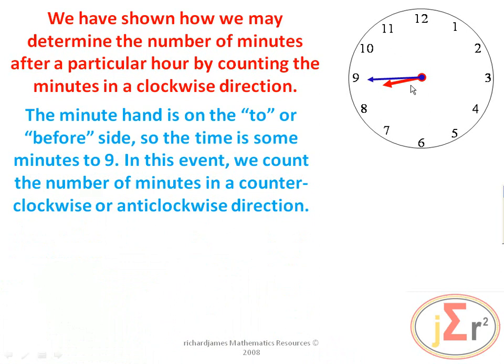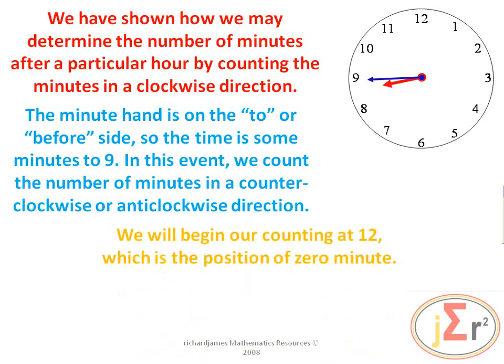So when the time is some minutes to the particular hour, because it is on the second half or the "to" side of the clock, then in order to find out how many minutes before or to the hour, we count the minutes in an anti-clockwise direction, right? Where will we begin? 12. We will begin our counting at 12, which is the position of 0 minutes, right? And we will count in a counterclockwise direction.